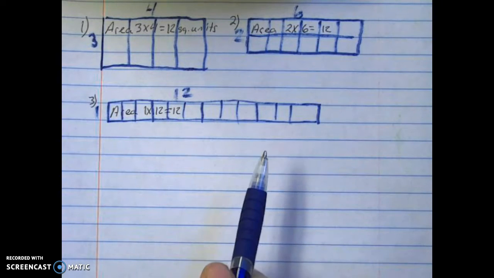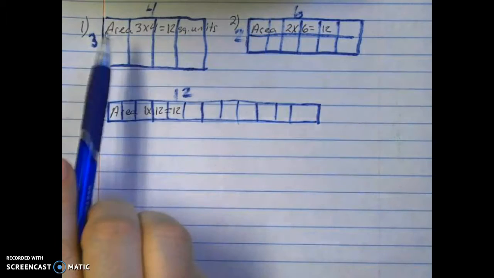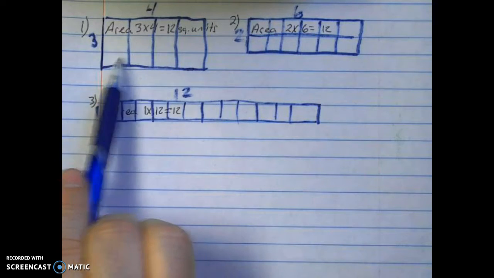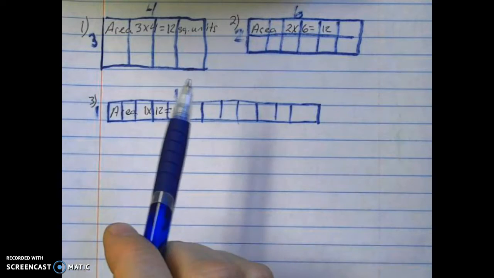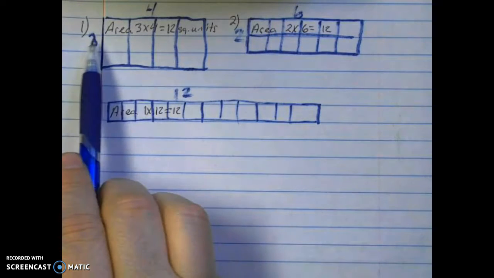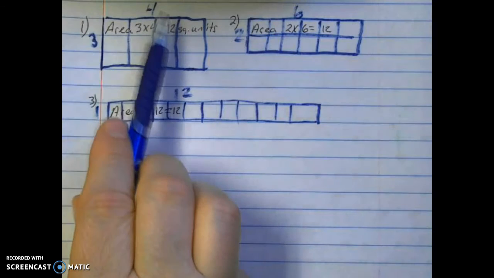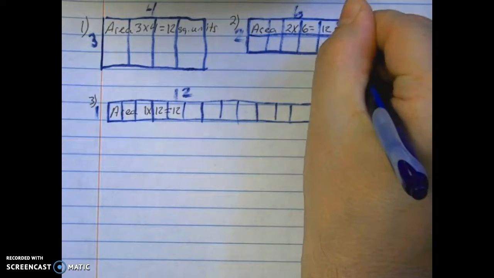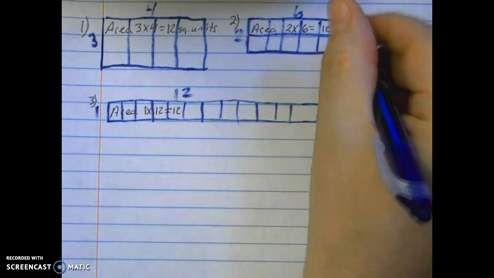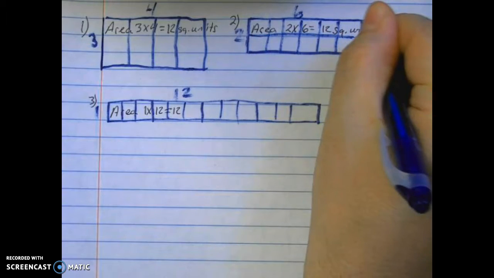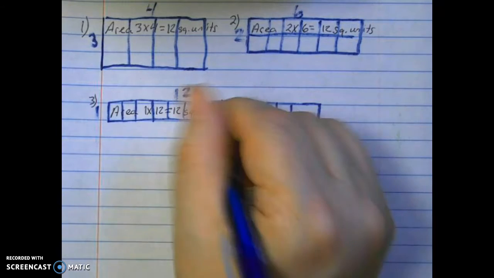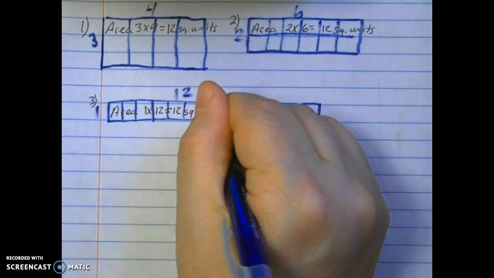So to find the area, all we're doing is counting the squares, 1, 2, 3, 4, 5, 6, 7, 8, 9, 10, 11, 12, or we find it's a lot faster to multiply and say 3 times 4 equals 12. When we label it, we can label it as square units because this hasn't really been identified as inches or feet, so we're going to call it units.